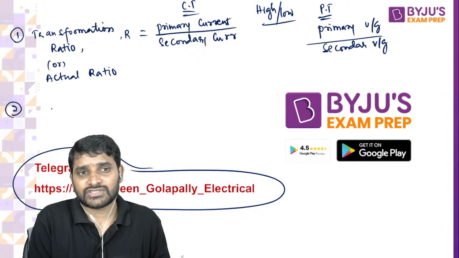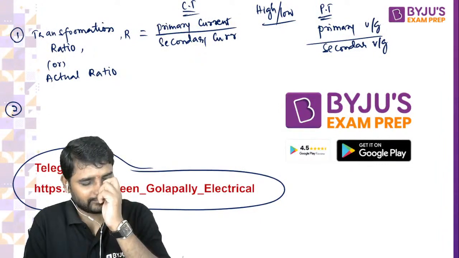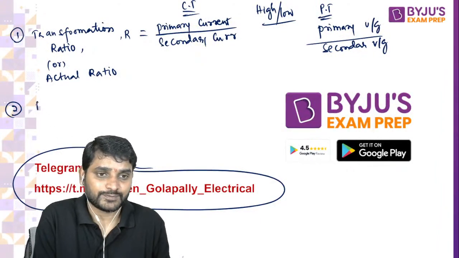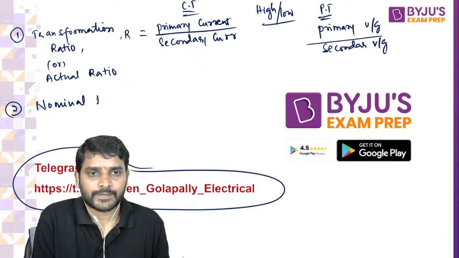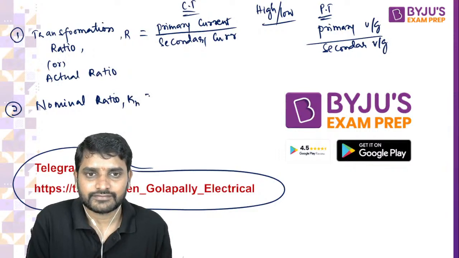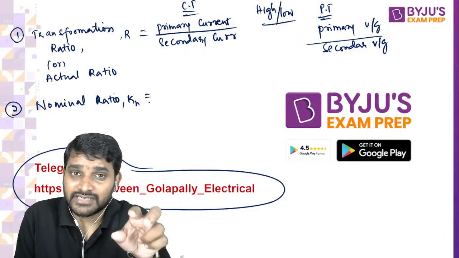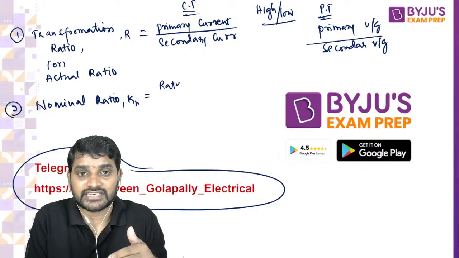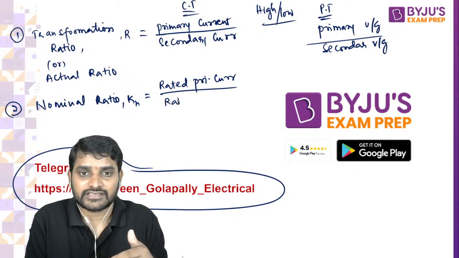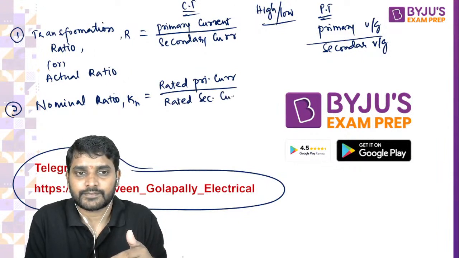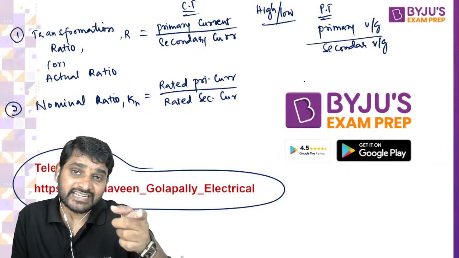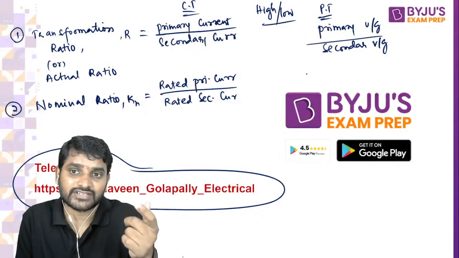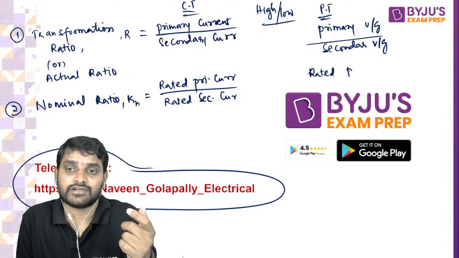Now there is one more ratio that is called nominal ratio. Yeah, nominal ratio. Generally it is given with Kn. Nominal values are nothing but rated values. So high value to low value again. So rated primary current to the rated secondary current. Similarly, PT also, rated high voltage is on the primary side. So rated primary voltage to the rated secondary voltage.